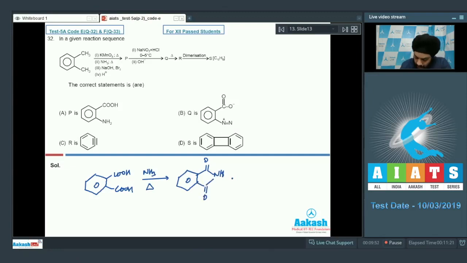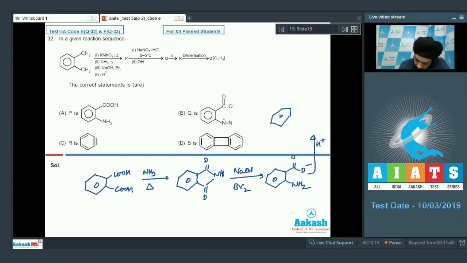Now this phthalimide is allowed to react with NaOH-Br2, which is the Hofmann-Bromamide conditions. So the Hofmann-Bromamide conditions is going to convert this into a carboxylate and an amine. And now when it is allowed to undergo acidification, it is going to form an amino acid. Okay, so this is the product P which is formed.